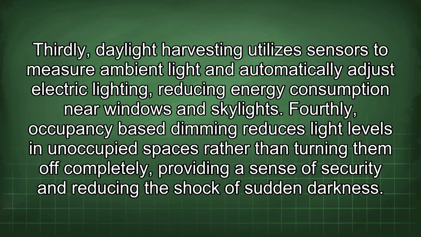Thirdly, daylight harvesting utilizes sensors to measure ambient light and automatically adjust electric lighting, reducing energy consumption near windows and skylights. Fourthly, occupancy-based dimming reduces light levels in unoccupied spaces rather than turning them off completely, providing a sense of security and reducing the shock of sudden darkness.